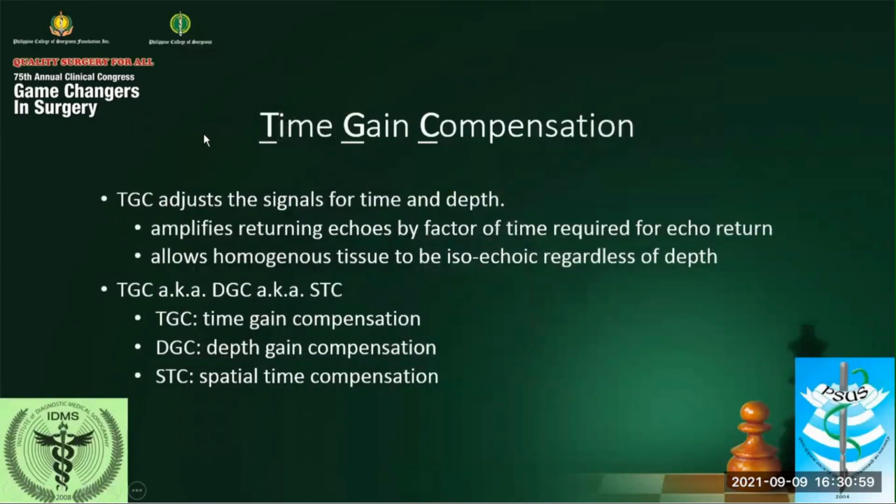Right. Now, time gain compensation adjusts the signals for time and depth. As I showed you earlier, there are several sliders. The top slider will increase or decrease the intensity of the returning echoes near the transducer, while the bottom slider will increase or decrease the intensity of the returning echoes from the deeper regions. TGC, time gain compensation, is also known as depth gain compensation or spatial time compensation. So different names, same function.